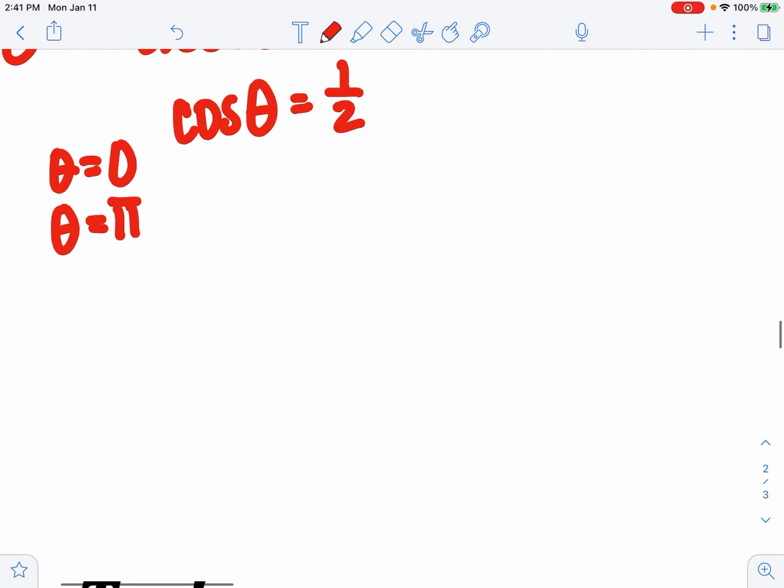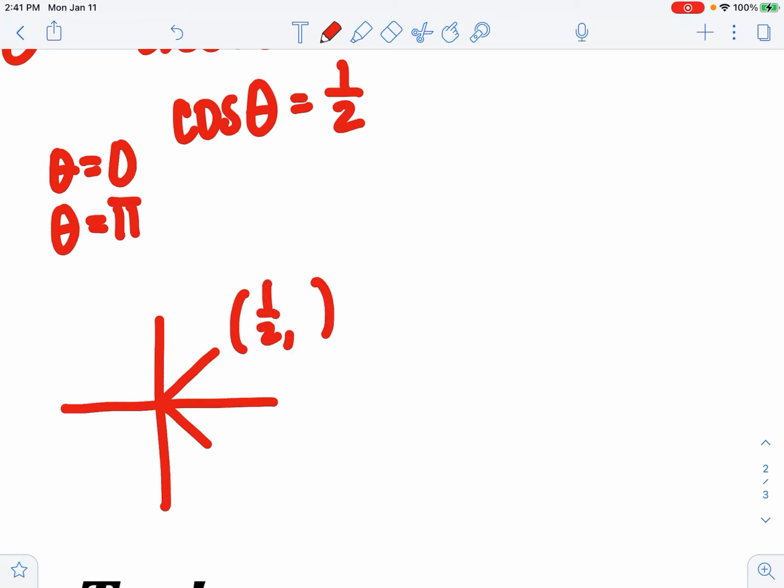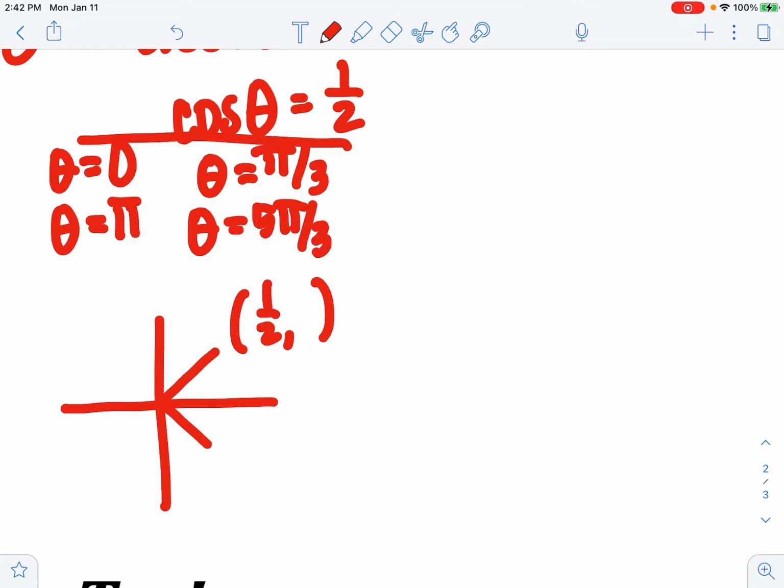Let's see if I get any more answers from this. I need to know where cosine's positive. First quadrant, fourth quadrant. Cosine is your x value. Those are my pi over 3 angles. In my first quadrant, that's pi over 3. In my fourth quadrant, that's 5 pi over 3. So 0, pi, pi over 3, 5 pi over 3.